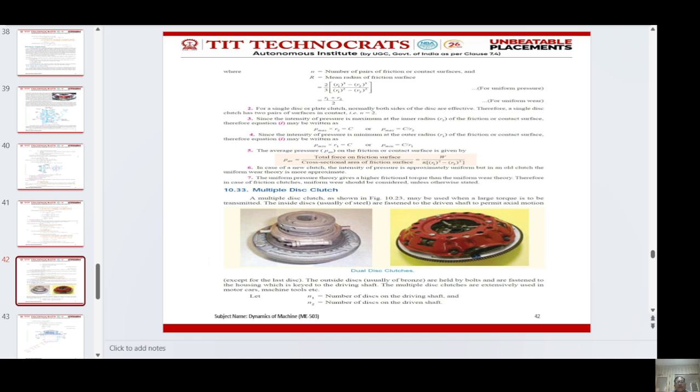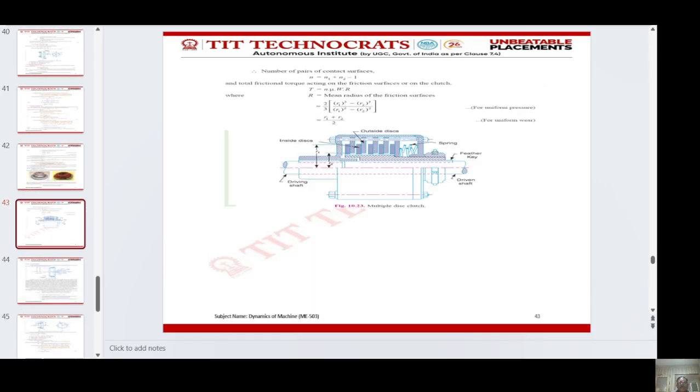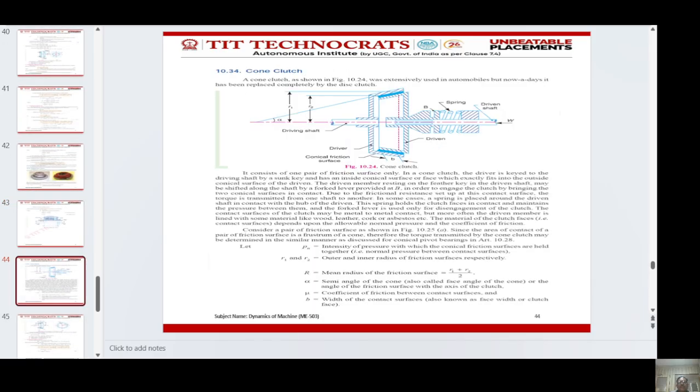In case of multi-disc clutch, a multi-disc clutch may be used when a large torque is to be transmitted. The inside discs, usually of steel, are fitted to the driven shaft to permit axial motion. The outside discs are held by the bolt and are fastened to the housing which keeps to the driven shaft. The multiple disc clutches are extensively used in motor cars, machine tools, etc. This is the diagram of multi-plate clutch.